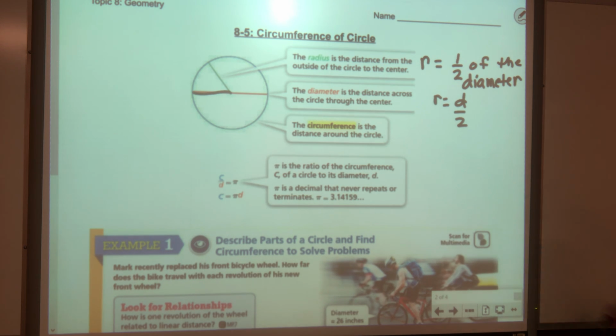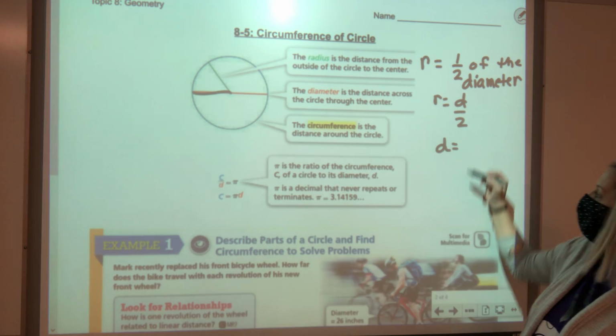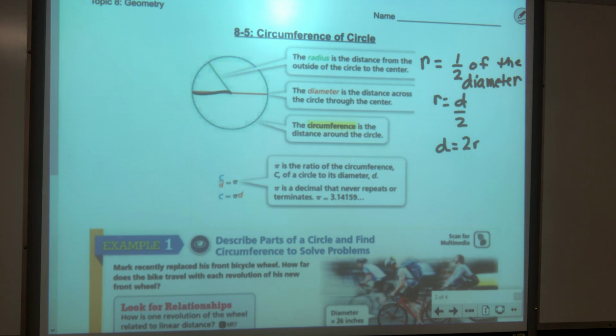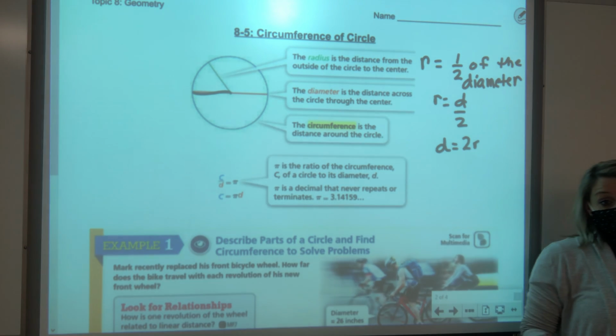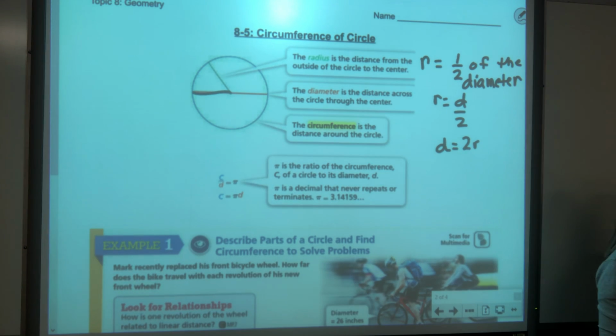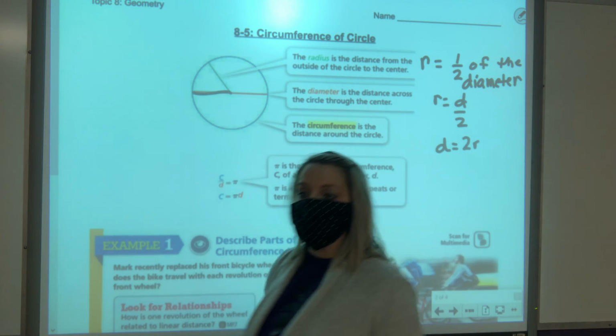So then that means the diameter is 2 radii. So 2 times the radius. So 2 radii make up the diameter. Half of the diameter makes up the radius. So I use the term radius and radii. Radius is 1. Radii is more than 1. Okay? So radii is the plural of radius.